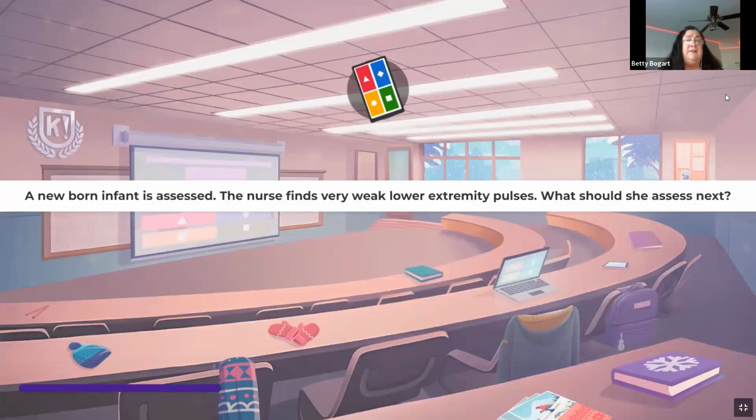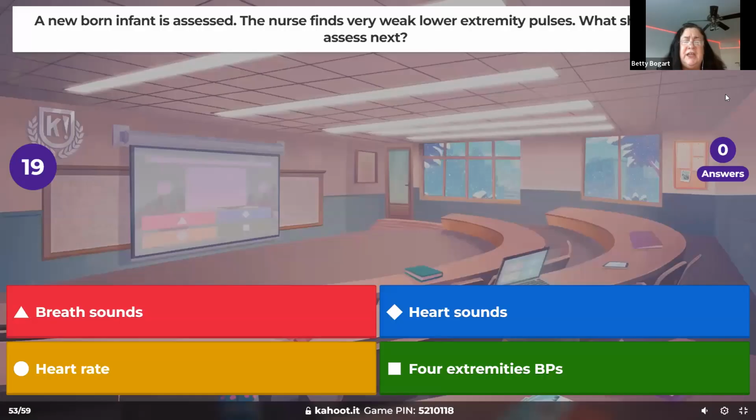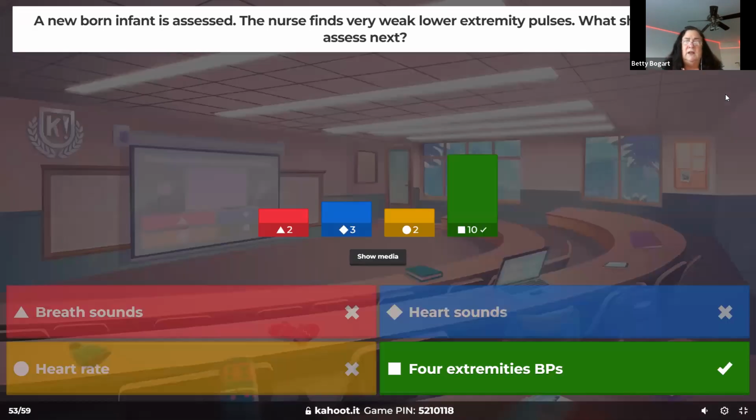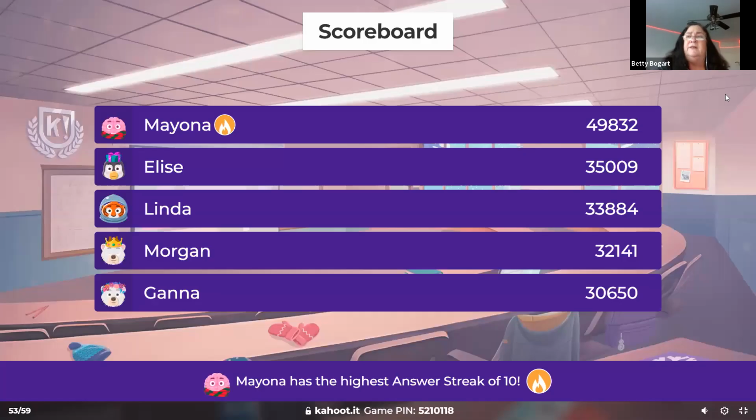A newborn infant's assessed, and the nurse finds very weak lower extremities. What should she assess next? What do you think that means after lecture today? Decreased or no extremities on the lower. There's no pulses. What are you suspecting here? You're expecting maybe it's coarctation of the aorta, right? Do 4 extremity blood pressures, the uppers are higher, the lowers are lower. Yep, you probably got a diagnosis there.